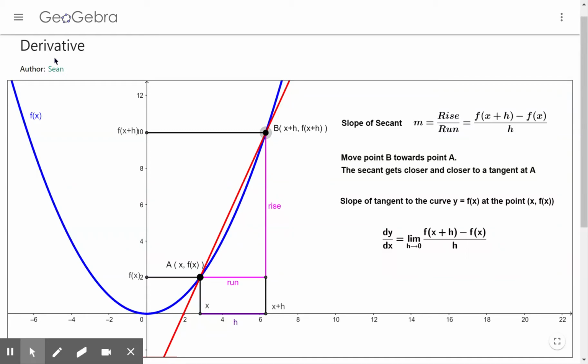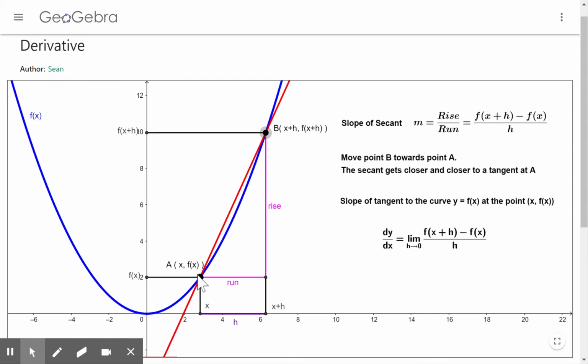The purpose of this lesson is to explain the meaning of the term derivative, or as it's often called, dy dx. So to get started, I've drawn a curve here, and this is the function y equals f of x in blue. Let's pick some random point on the function, the point A here, and the coordinates of A are x, f(x), so that means it's x across on the x-axis and a height of f(x) on the y-axis.